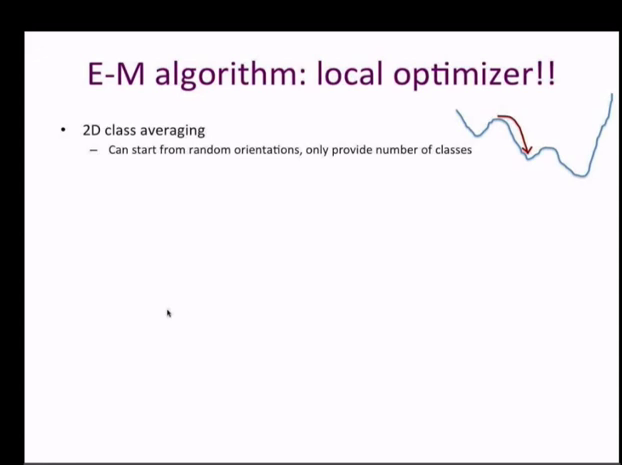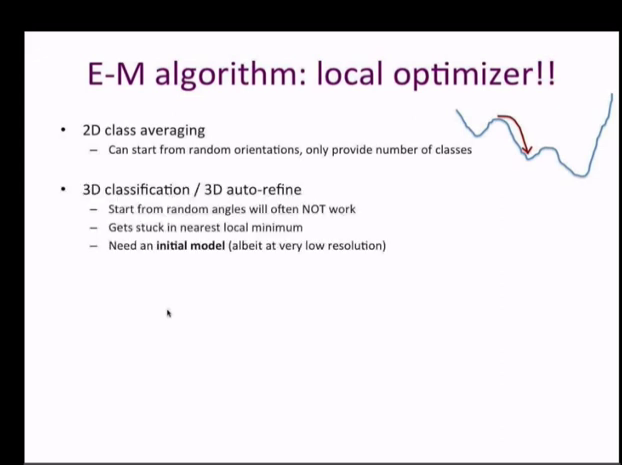Now, an important difference between 2D classification and 3D classification or refinement is that the 2D problem is simpler. The convergence behavior of the algorithm is much better, and you can actually start from random orientational assignments for all your particles and only provide a number of classes that you want, and then the program will, in most cases, converge to a useful solution.